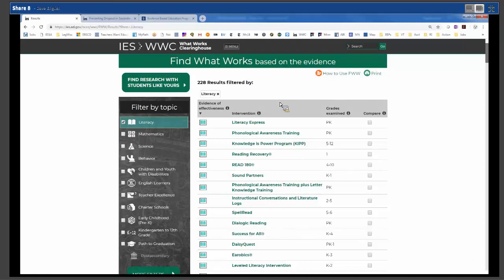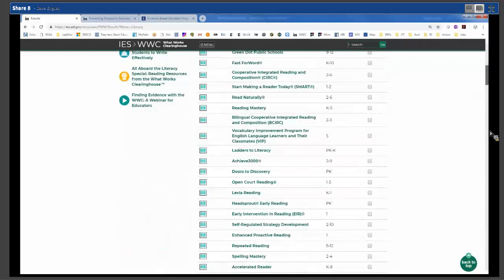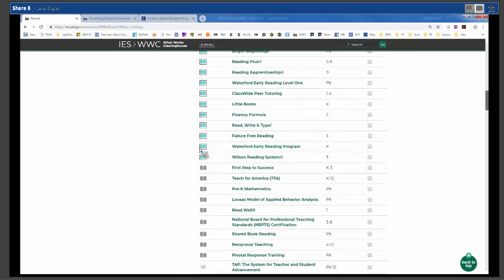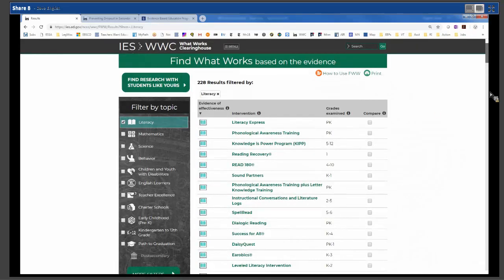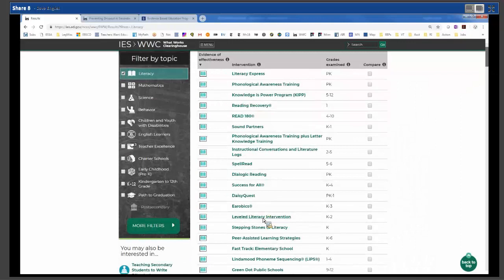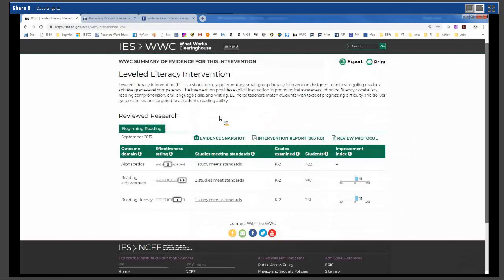Let it reset real quickly. So I'll just give you a quick orientation to what you're seeing. You're seeing all the different interventions that the Works Clearinghouse has evaluated for different tier levels. The ones nearest the top have the greatest statistical significance. You see a different symbol here, this gray book, for interventions with lower statistical significance. So already you see that you're getting some clues around how to look for statistical significance in the Works Clearinghouse. We're going to go into the leveled literacy intervention.